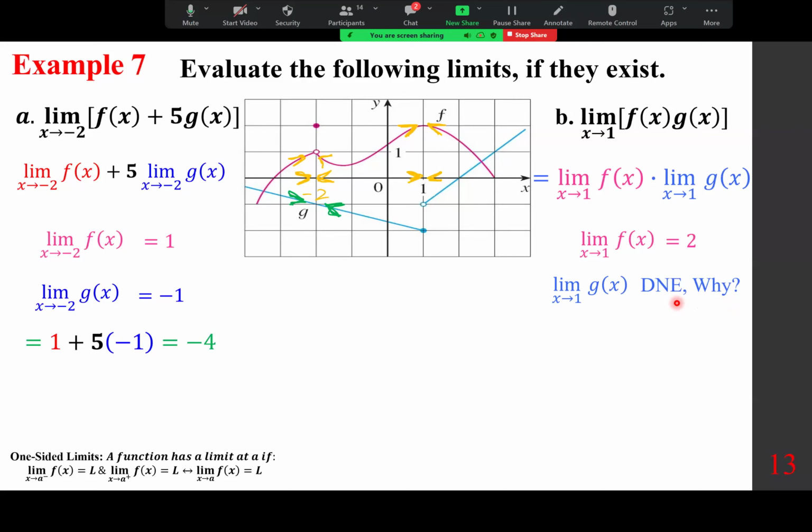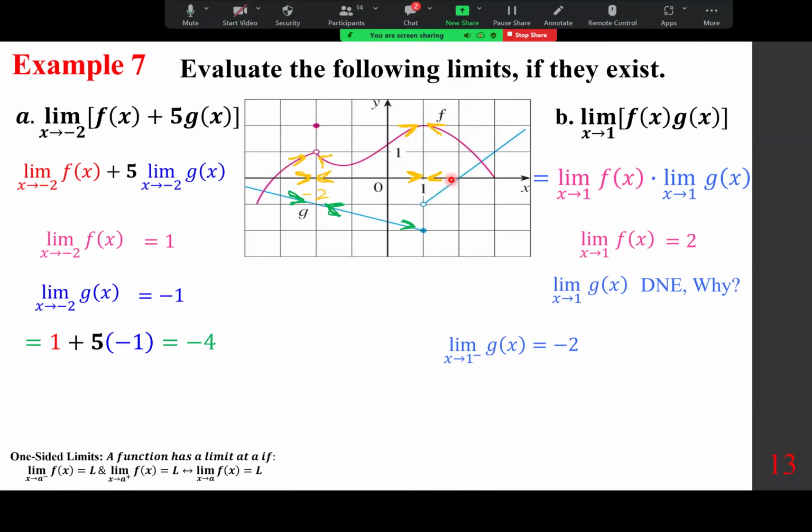We're going to look at the limit of g of x as x approaches 1 from the left and then from the right. So let's see what happens from the left. From the left of 1, we are in this part. We are moving towards this point, which has a y coordinate -2. So the limit of g of x as x approaches 1 from the left is -2.